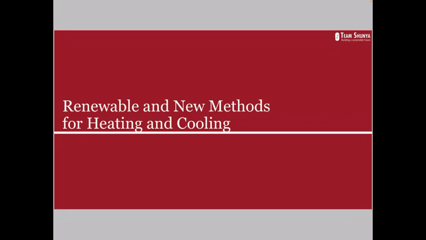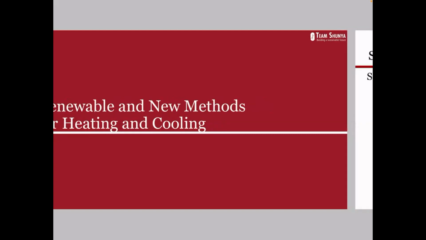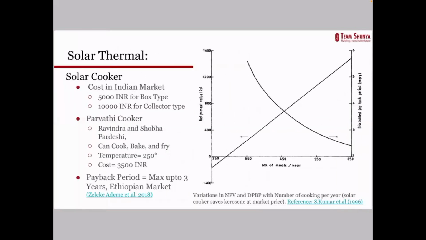So first is solar thermal. The most important heating requirement in our house is for hot water or cooking. Solar thermal is the way in which we can replace this heating requirement. And the solar cooker is one way in which we can replace the cooking requirement. Here I have tried to mention the commercial part of solar cookers, because we don't think that solar cookers are that commercially feasible.